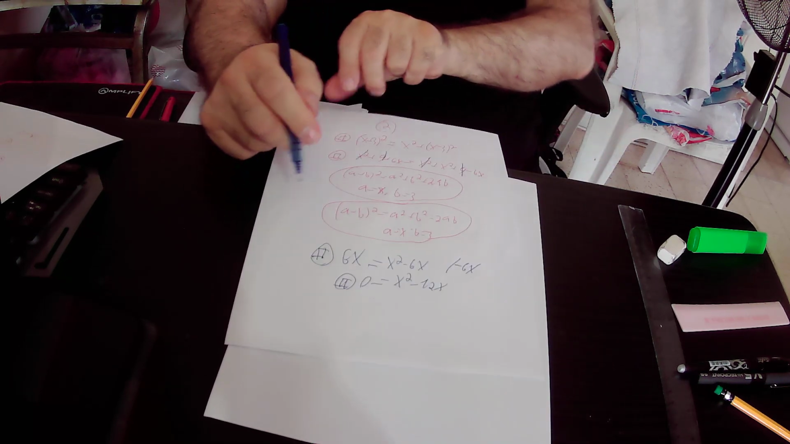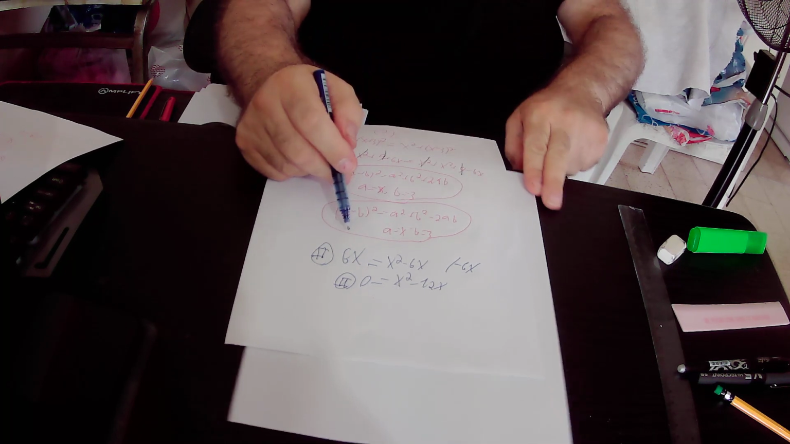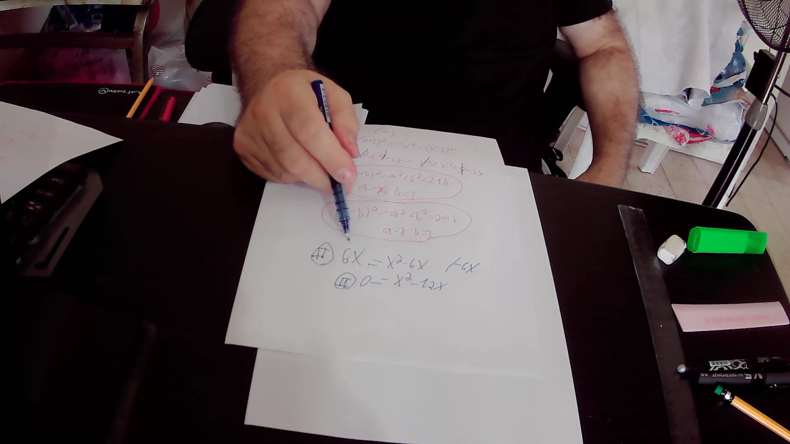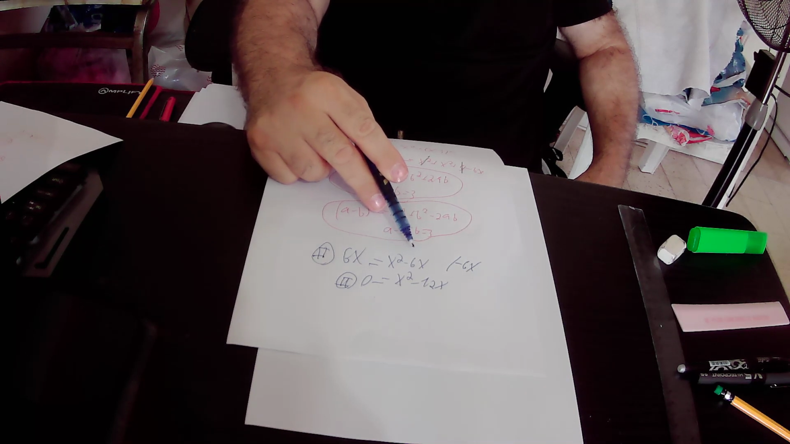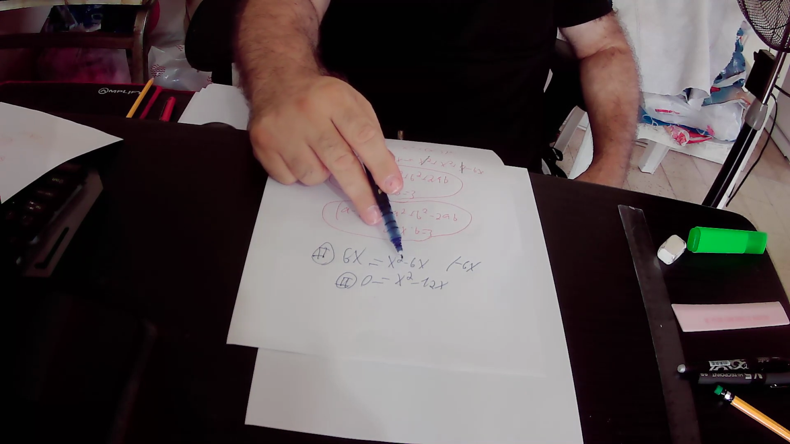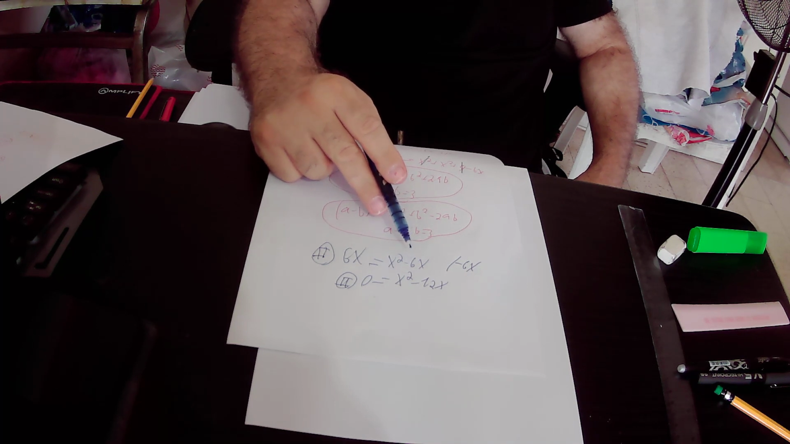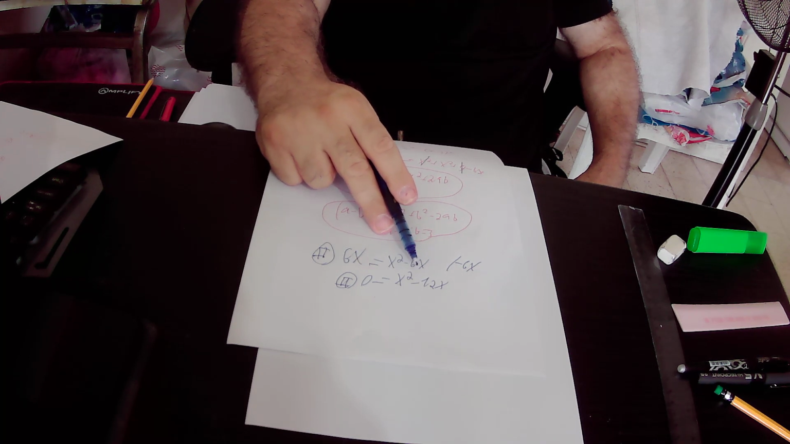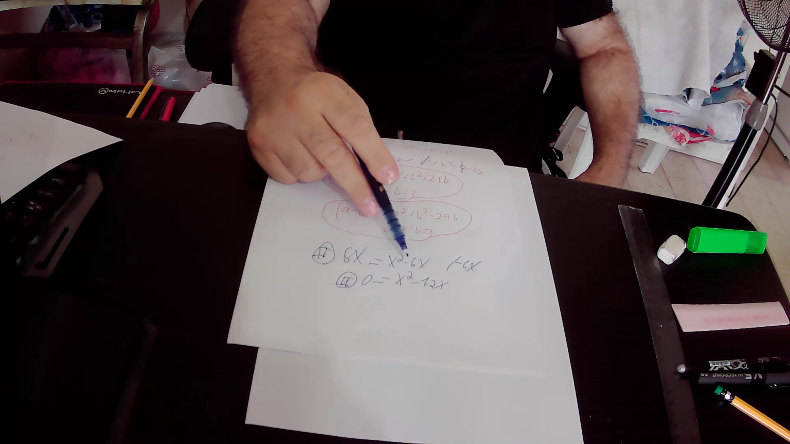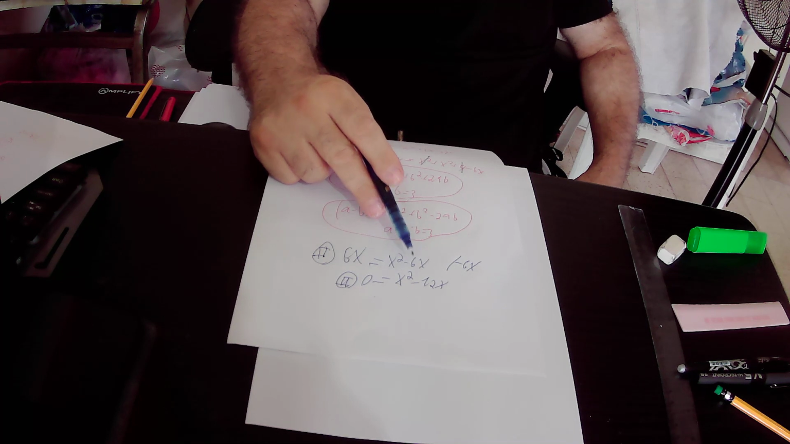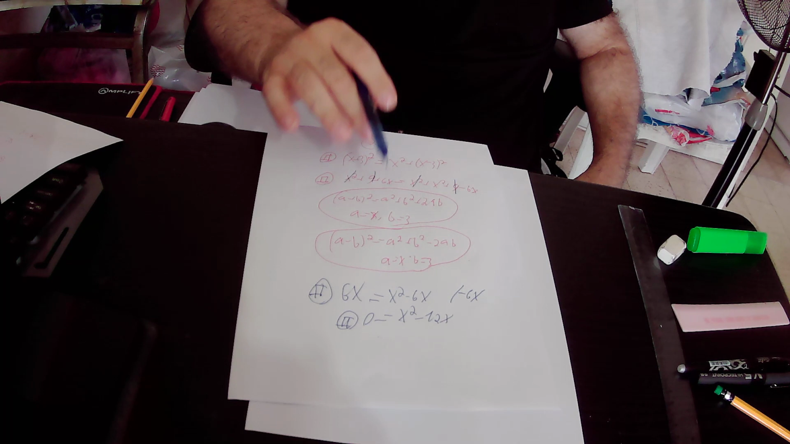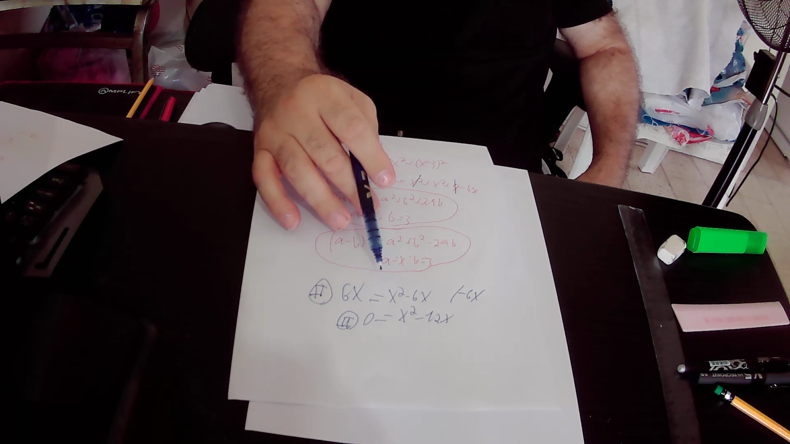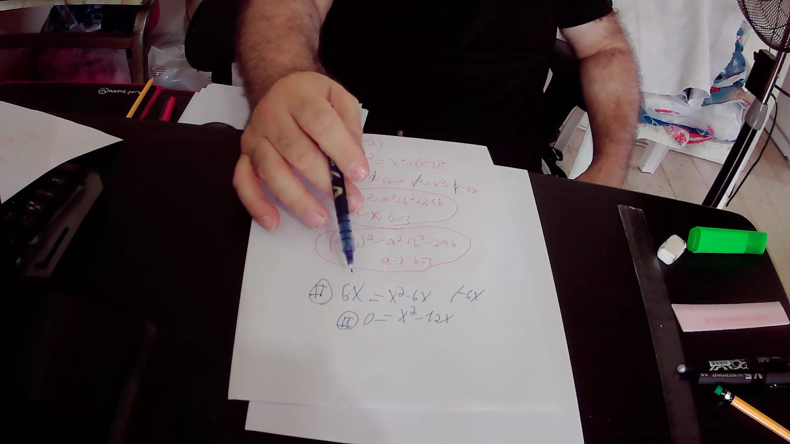So actually we subtracted 6x from equation number 2. 6x minus 6x equals 0, and x squared minus 6x minus 6x equals x squared minus 12x, because minus 6x minus 6x equals minus 12x. So in total we got that 0 equals x squared minus 12x. In the next step we will take a common factor x out of equation number 2.